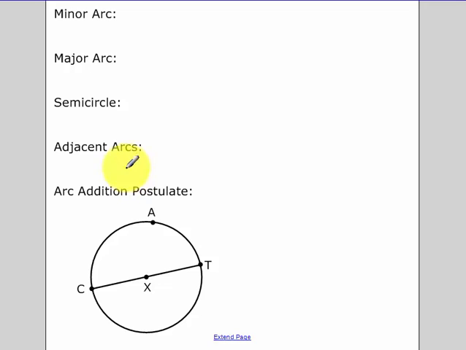Okay, a minor arc is an arc that is less than 180 degrees. So a minor arc would be, for example, arc AT, and we write it as AT. That tells me the two endpoints of the arc and a little arc symbol over it. You could also talk about arc AC being a minor arc, because we can assume a semicircle is 180 degrees, so that would be arc CT.